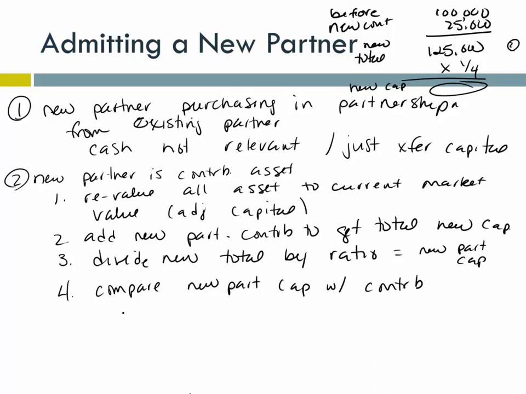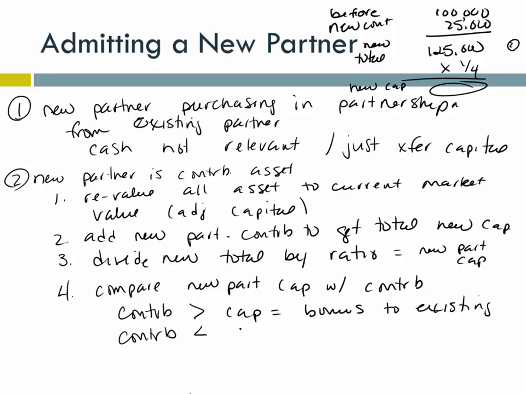If what he contributed is greater than the capital he's getting, then that means there is a bonus to the existing partners, which means their capital is going to go up. If what he is contributing is less than his capital balance, then that is a bonus to the new guy, and that has to come from the existing partners' capital.